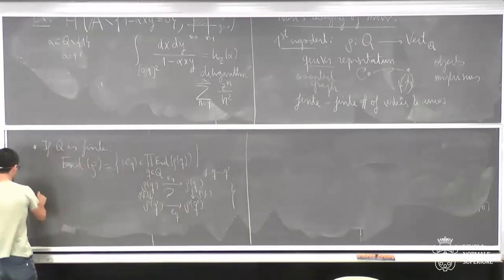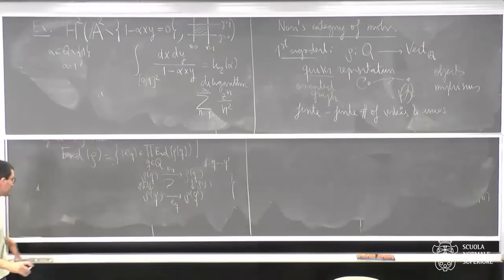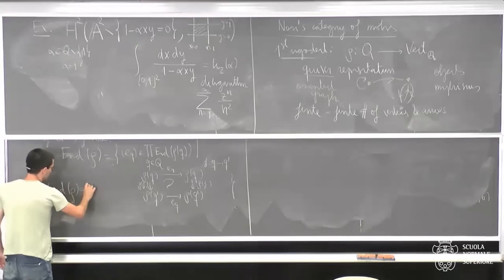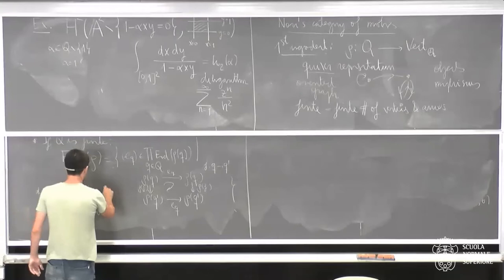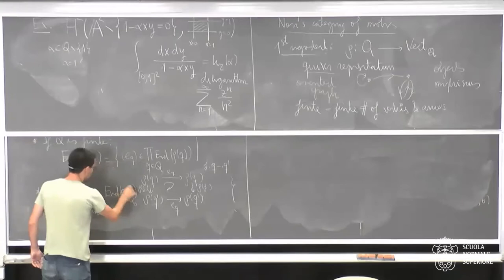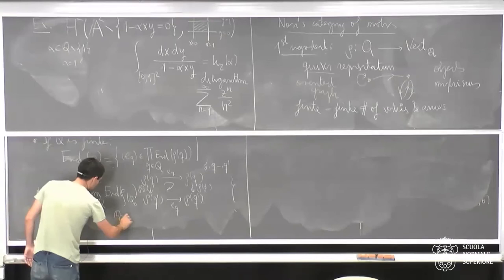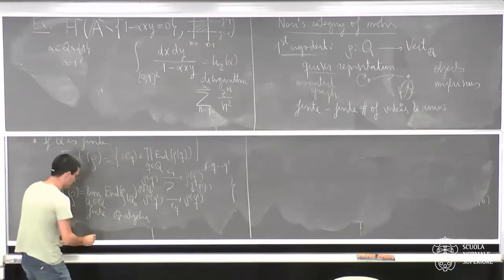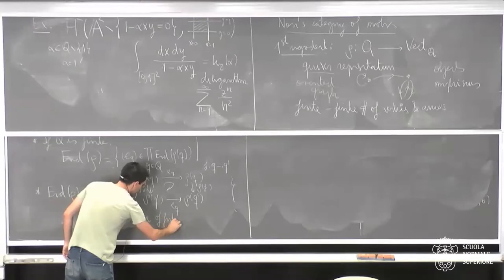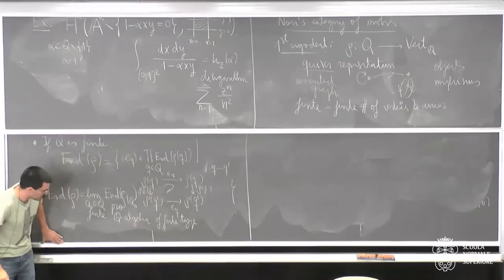And in general, what you do is you filter your quiver by finite subquivers, and then you write the endomorphisms. So this is a limit over finite subquivers that you order by inclusion, and then you consider the endomorphisms of rho restricted to each of these finite subquivers. Okay, so this is still a Q algebra, but now it has the structure of a pro. So when you write it as this limit, this is actually a pro Q algebra of finite type, meaning a projective limit of Q algebras of finite type.